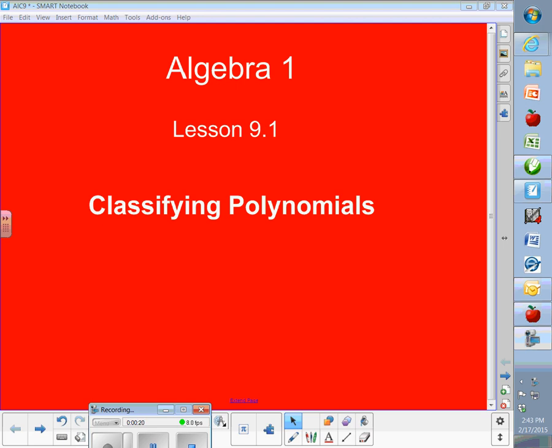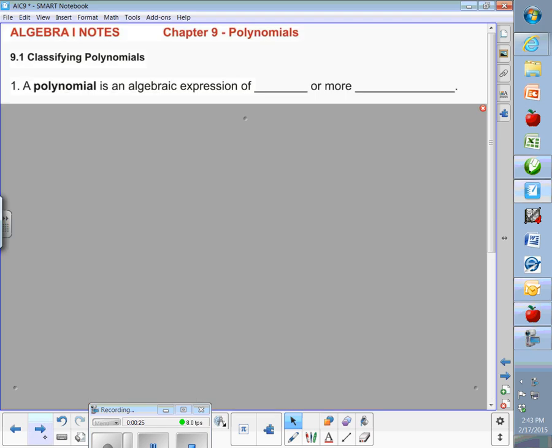But like any math lesson, remember the key is you need to think. So, as we go through, make sure you're thinking. I'll ask a lot of questions. Try to answer those questions in your mind, and that will get you prepared and hopefully help you to remember the material. All right, so chapter 9, polynomials. So 9.1 is classifying polynomials.